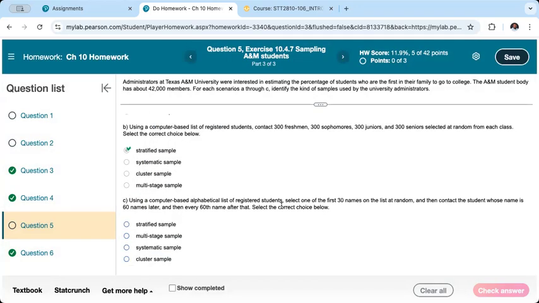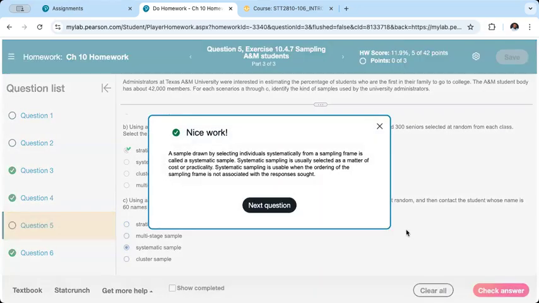How about the last one? He's saying systematic. Why do you think it's systematic? First selected randomly, and then it was every 60th one after. Good. So here K is what? 60, right? So you see this, it's very clear to be able to see the difference, right?